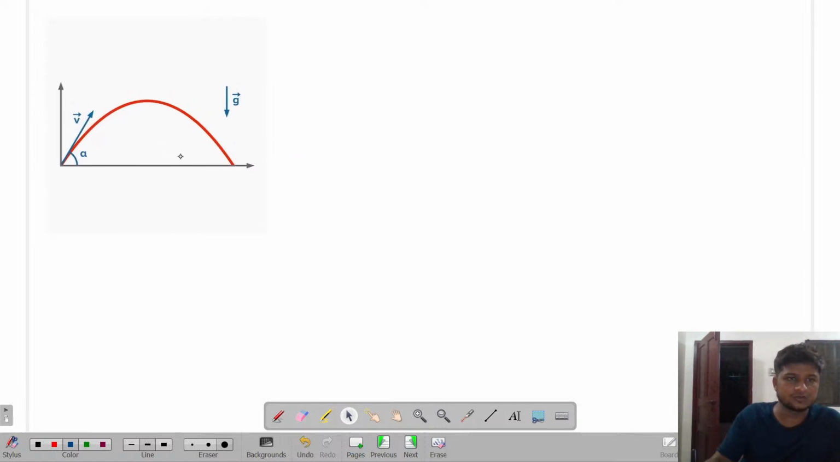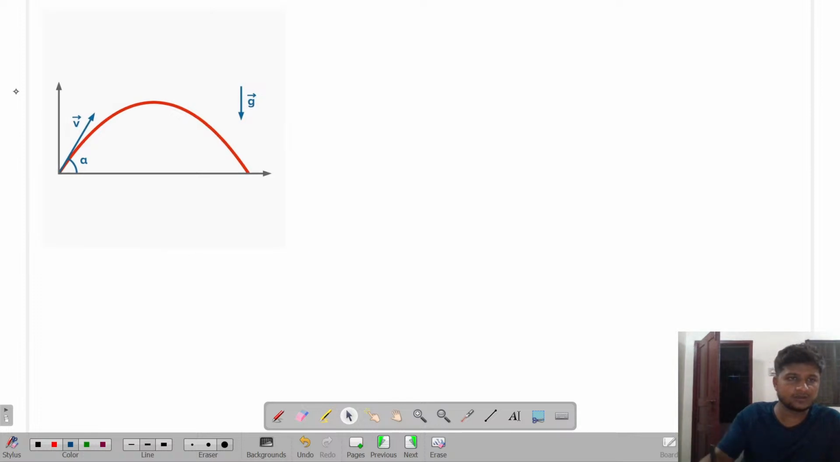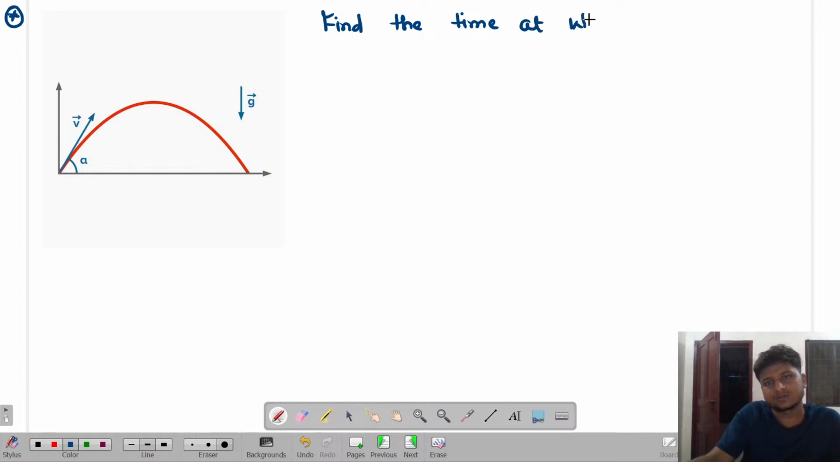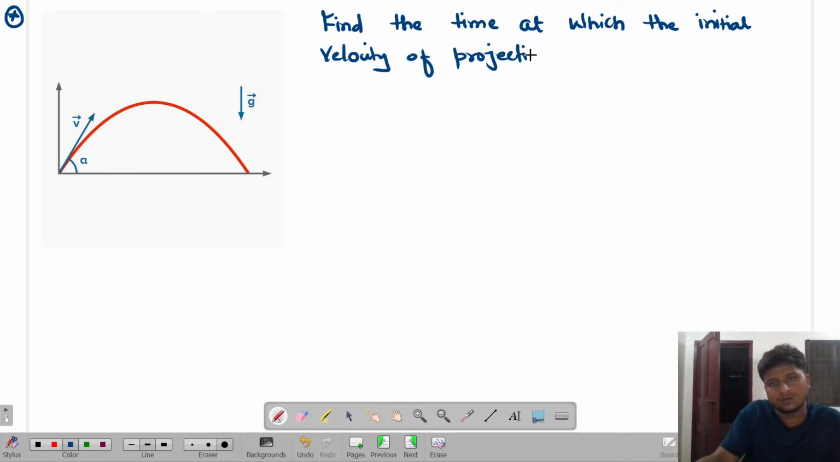So let's suppose I told you there is a projectile. Question is very simple. Find the time at which the initial velocity of projection and final velocity of projection are perpendicular to each other.